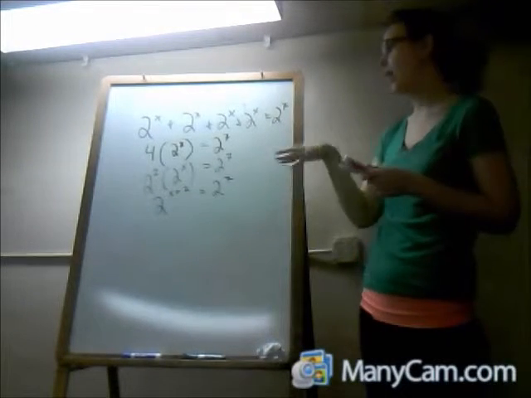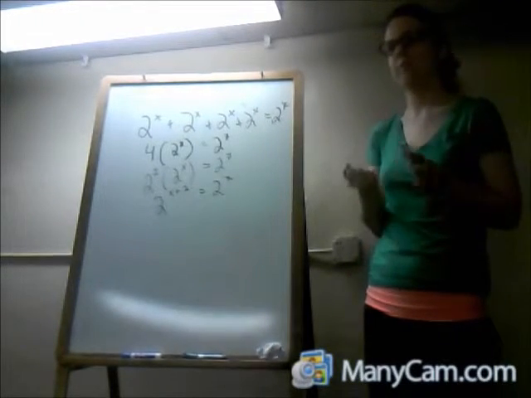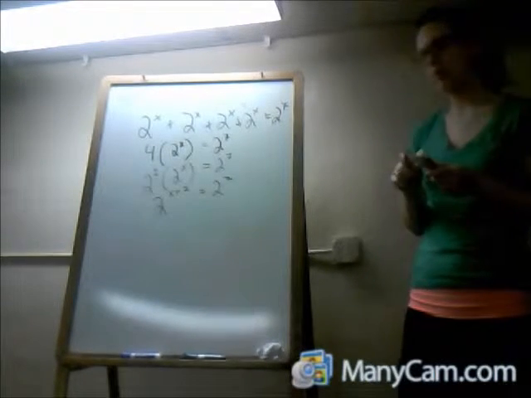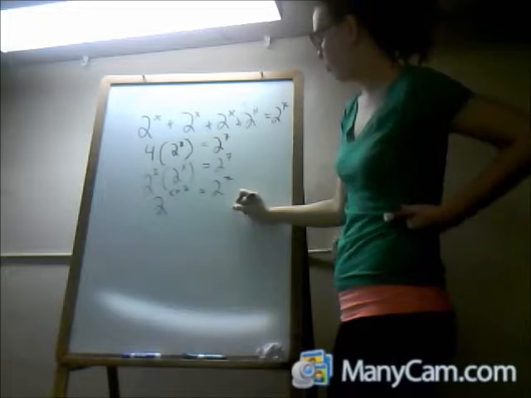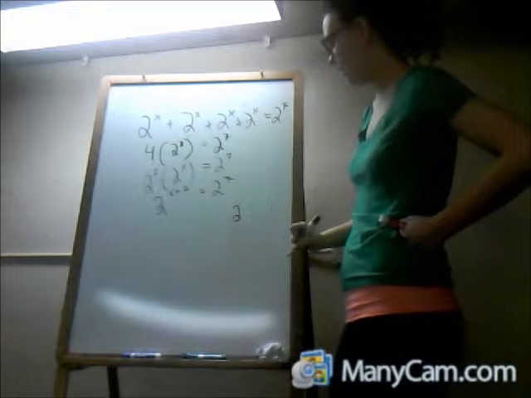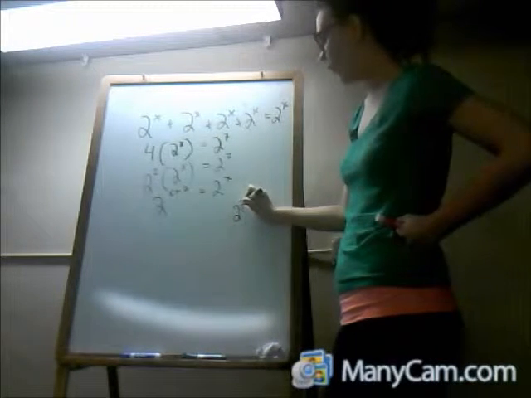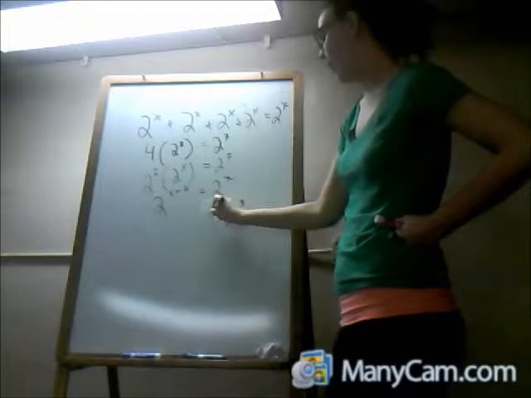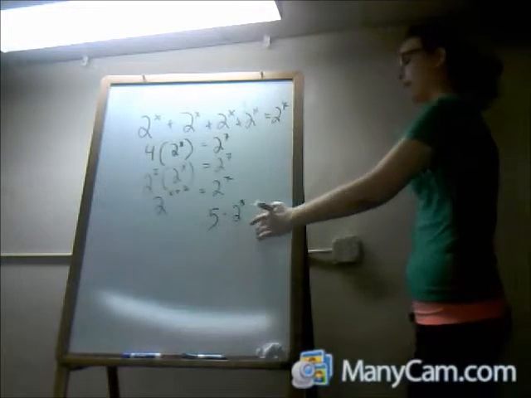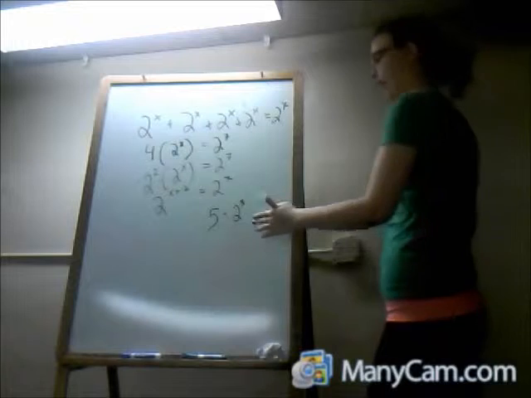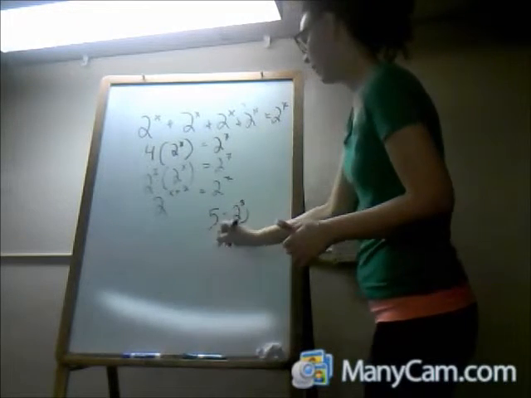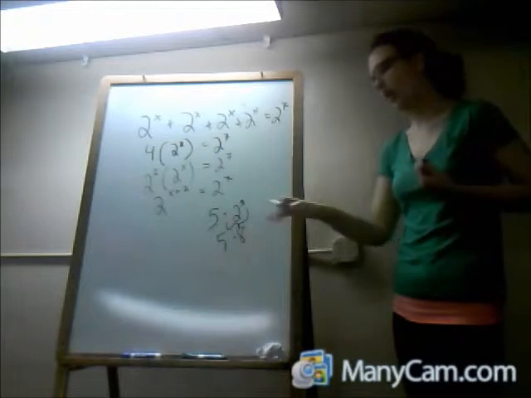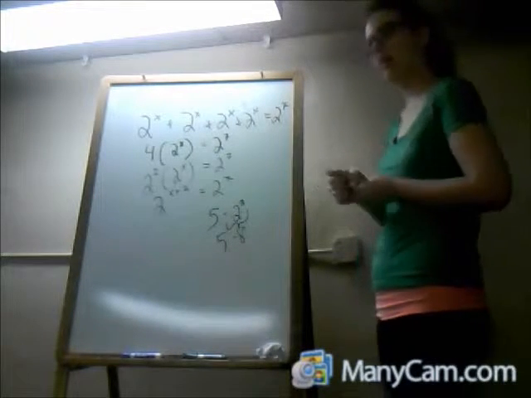So if you have 4 to the 1 times 2 to the x, you can't add those because the bases are different. I'm trying to think of a simpler example. Like 5 times 2 to the 3, that's not going to be 10 to the 3. That's going to be 8 times 5, because 2 to the 3 is 8, right? So you can't just multiply the bases like that.